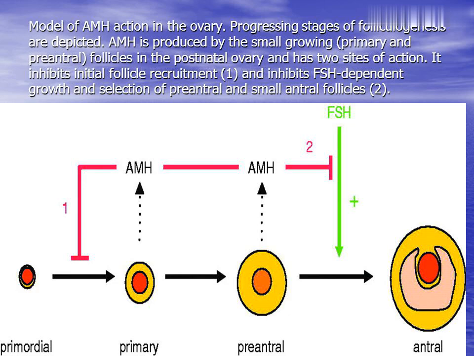Model of AMH action in the ovary. Progressing stages of folliculogenesis are depicted. AMH is produced by the small growing, primary and preantral, follicles in the postnatal ovary and has two sites of action. It inhibits initial follicle recruitment, 1, and inhibits FSH-dependent growth and selection of preantral and small antral follicles, 2.